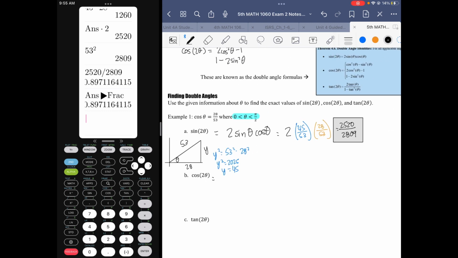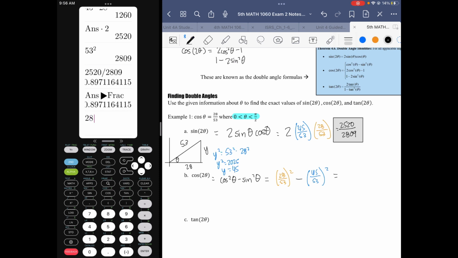So we can follow this one's formula, and it's really up to you which version of this you use. I'm going to go ahead and use the cosine squared of theta minus sine squared of theta version of the formula. We already know the cosine. The cosine is 28 over 53. So all we have to do is square it and then subtract. And we already know what the sine is. It's 45 over 53. Square it, and then we just need to get an answer.